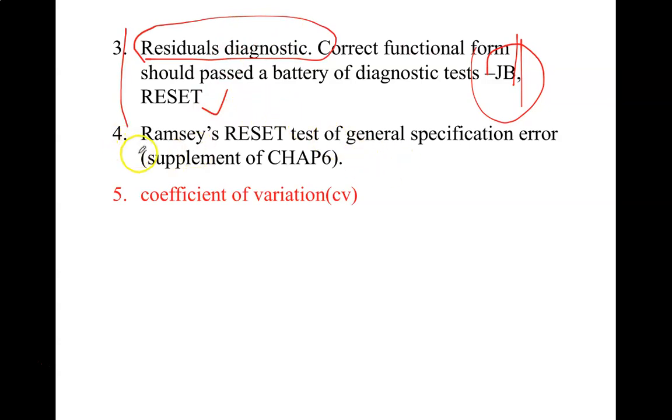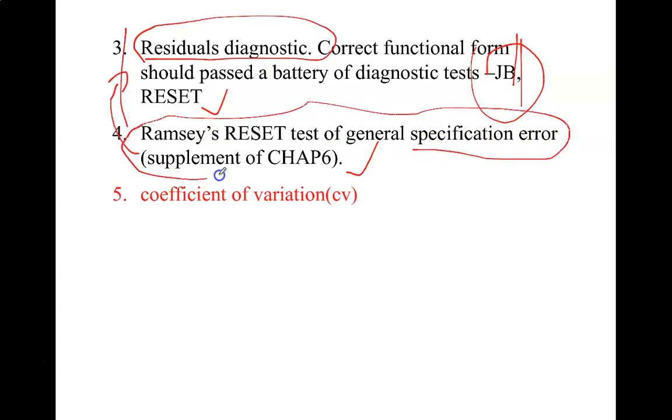And number 4 here is pretty much related to number 3 and number 1 that I just mentioned, the supplement of chapter number 6, which you've done in the previous videos. So the Ramsey reset test is a test to know whether you chose the right functional form. You can do that. And this is the method that I'm going to introduce to you in this particular video, what we call the coefficient of variation, CV in short.